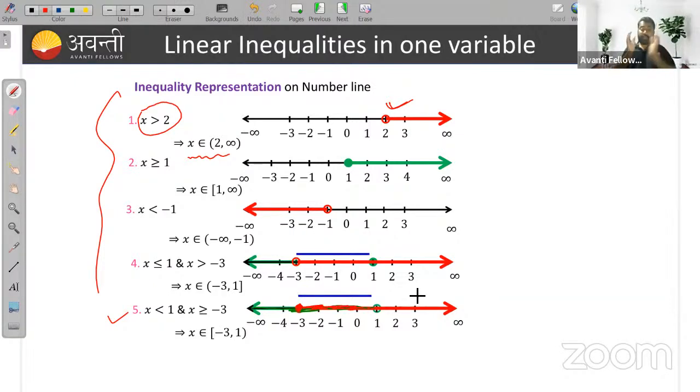So what is the intersecting region you are getting? That is actually my solution, -3 to 1. In yellow color we will represent it; -3 to 1 is your solution set. Wherever you get an overlapping line, that is the intersection portion, and that is the solution. Okay, let's move.